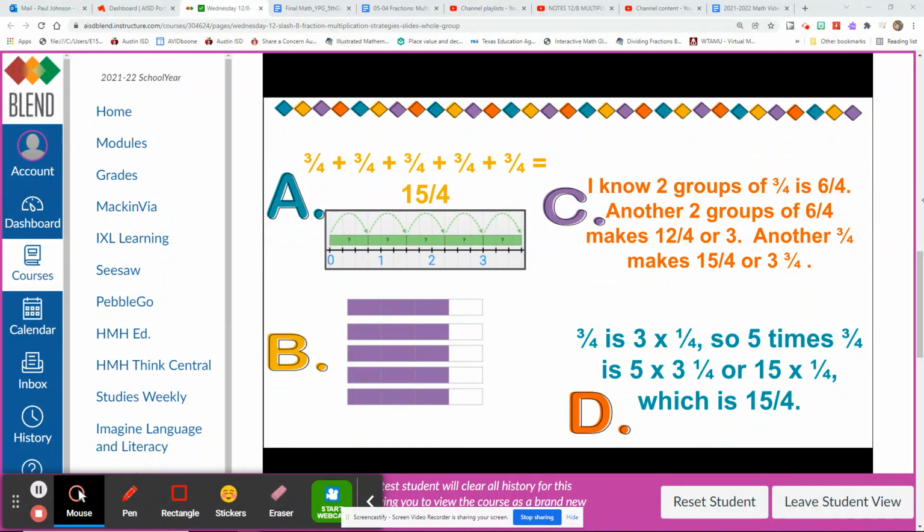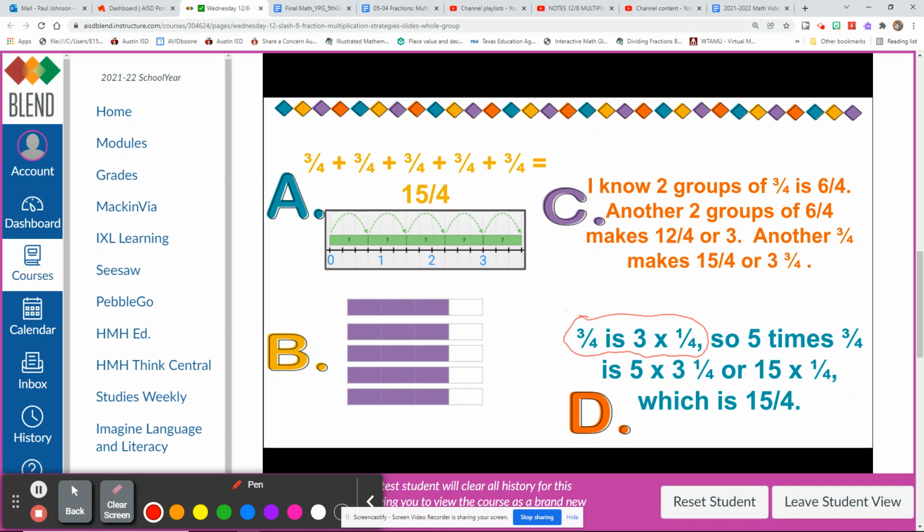So, I want to take a moment to talk about this last one. This one, the logic works. It takes a minute to understand. So let's break it down one piece at a time. All right. So 3/4 is 3 times 1/4. 3/1 times 1/4 equals 3/4. So that's what they're talking about right there.